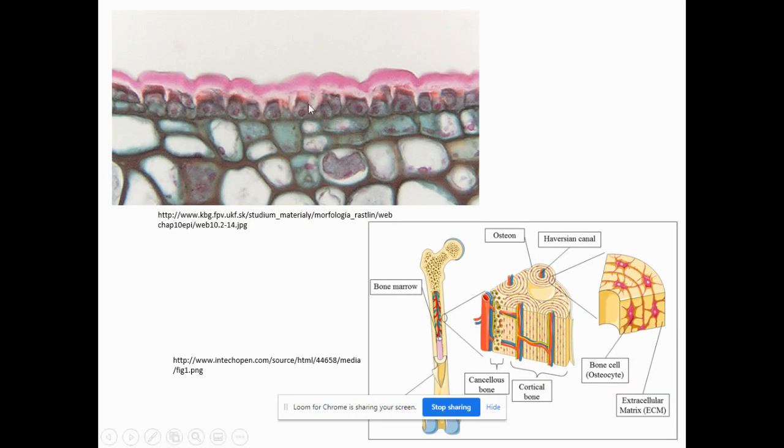So here are examples of what are called osteocytes, and these are going to secrete this matrix that makes up the bone.